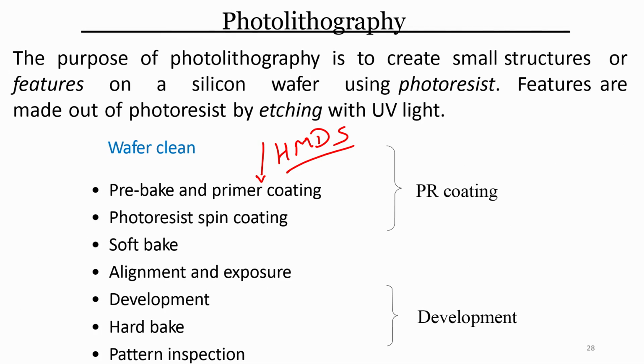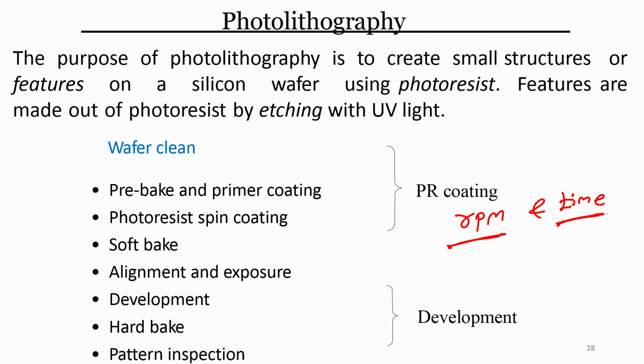We have to spin coat the photoresist, and the thickness of the photoresist depends on the RPM and on the time. Depending on how many rotations per minute we have programmed and for how much time we are spin coating the photoresist, we can determine the thickness of the photoresist.